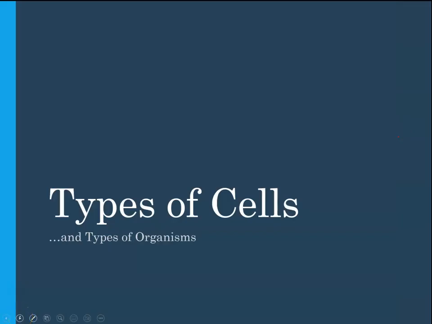So we've talked about what defines life, basically. We stated our cell theory. Now we're going to talk about what it means to be a cell. So there are 2 types of cells. We've got prokaryotic cells, and we've got eukaryotic cells.